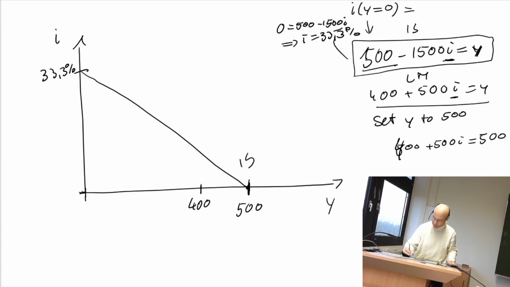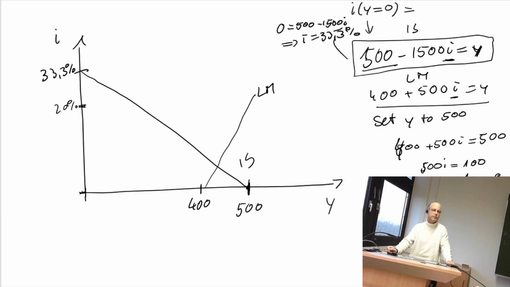What do we have here? 500 equals 100. So we obtain i is 1/5 equals 20%. So we should be maybe somewhere here. So this would be our LM curve.